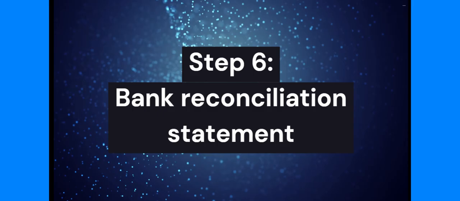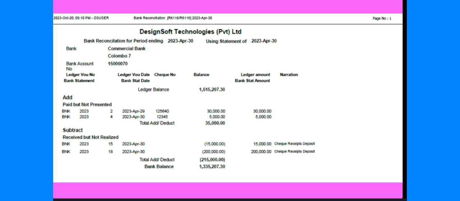Step 6: producing bank reconciliation statements. On completion of the bank matching of all the transactions in the bank statement, we could produce the bank reconciliation statement. If the bank balance captured in step 1 does not match the calculated bank balance, the bank balance captured in step 1 will be printed.